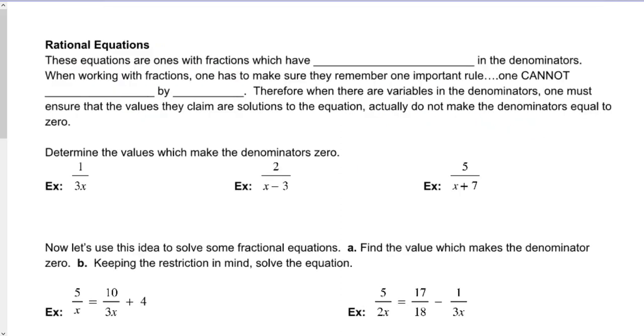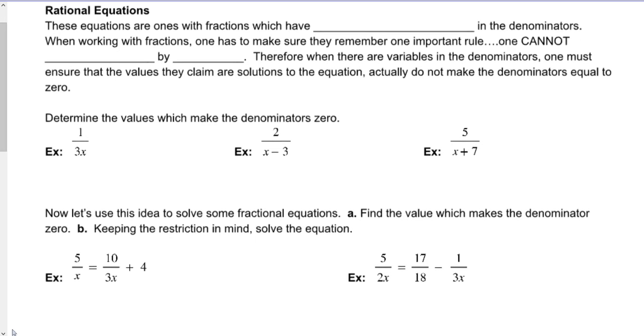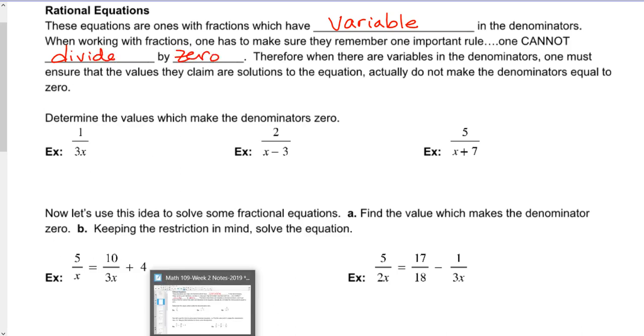Let's move on to the next page of section 1-2 on rational equations. Actually, these are going to be equations with fractions that have variables in the denominator. The two that we just saw just had numbers, but this time we're working with variables in the denominator. When working with fractions, one has to remember one important rule: one cannot divide by 0. That is very important to remember.